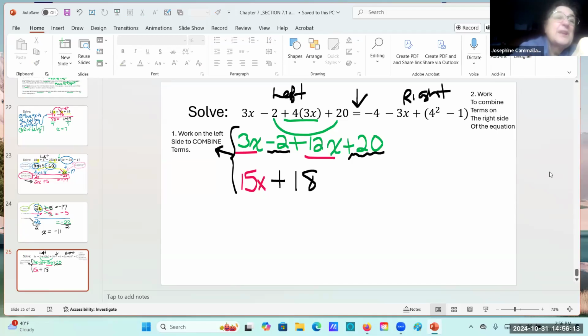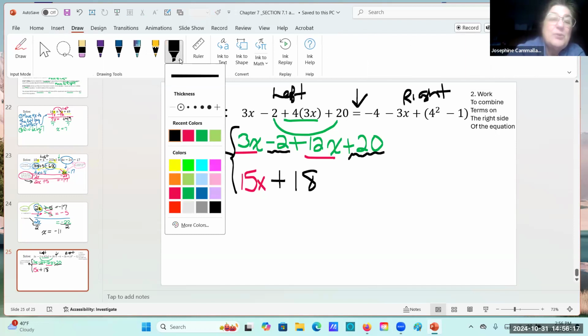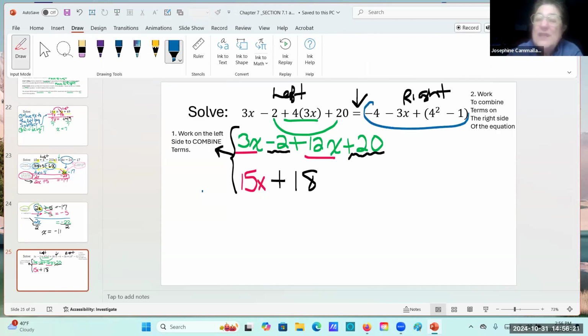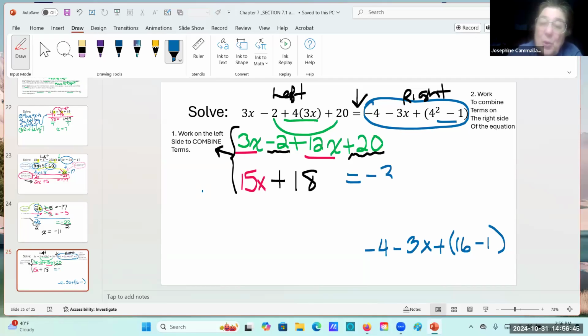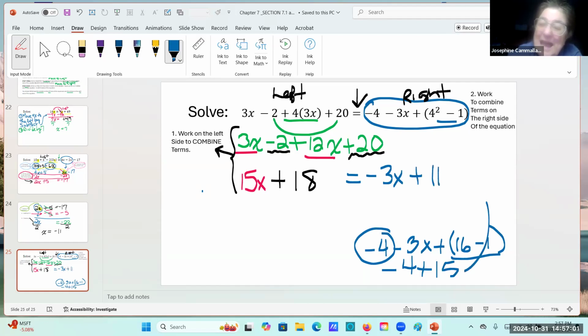Okay, well, right here. And I'm going to write this in blue. We've got to take all of this and combine it. Well, I'm going to come down here and write -4 minus 3x plus, now in this parentheses, this is 16 minus 1. Now, I only have 1x, -3x. But this term and this term, -4 plus 15, is how I get the positive 11. I'm working to combine terms.